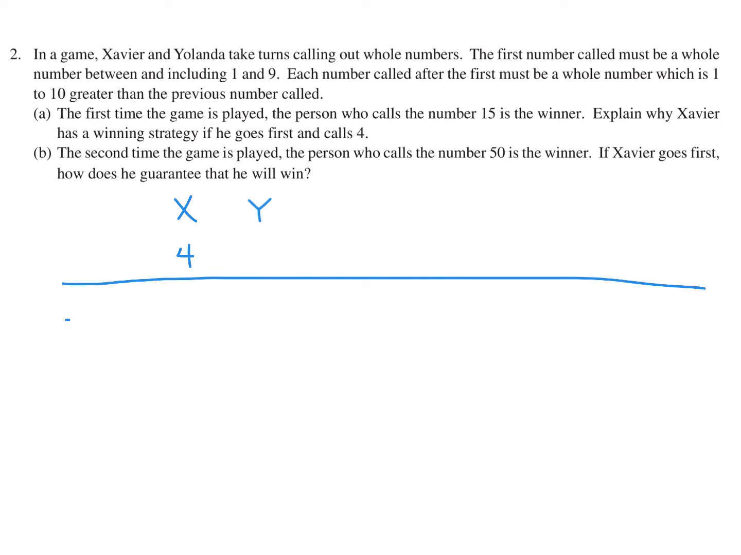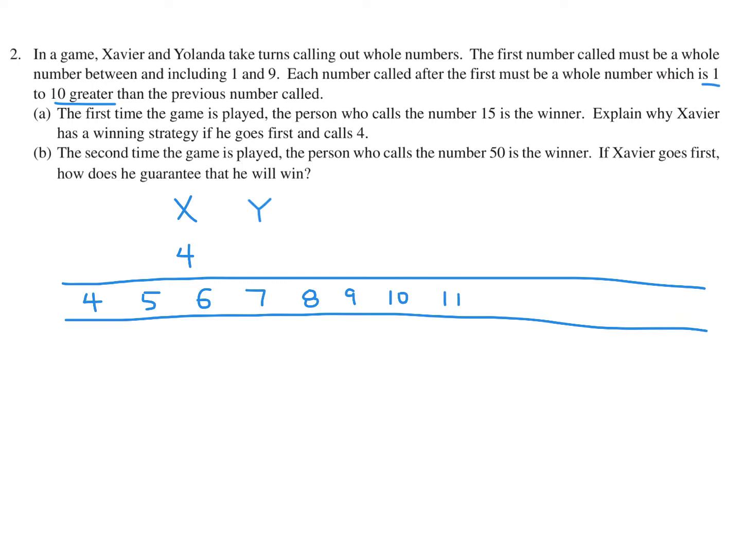Well, we got to mess around with this, see what kind of guaranteed situation would be a winning strategy. So I'm going to write up all the numbers. Now, the next number has to be 1 to 10 greater. So the maximum we can go is 10 greater, which would be 4 plus 10, which is 14. So let's go all the way up to 14: 8, 9, 10, 11, 12, 13, 14. That's the maximum. I'll put in a 15 in here, but 15 cannot be used.